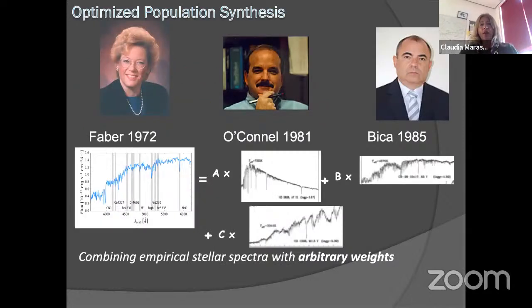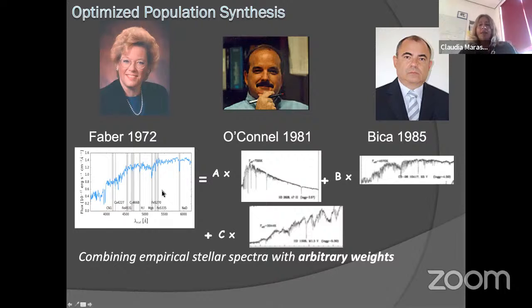So the story of trying to model and observe the spectra started back in the 70s, as I said. And the first effort is something that was called optimized population synthesis. I will clarify immediately what optimized means, but you will recognize Eduardo Bica, a Brazilian astronomer who was one of the actors in this fundamental first attempt to model the spectrum. Sandy Faber in her thesis in 1972, and Bob O'Connell in the United States in 1981.